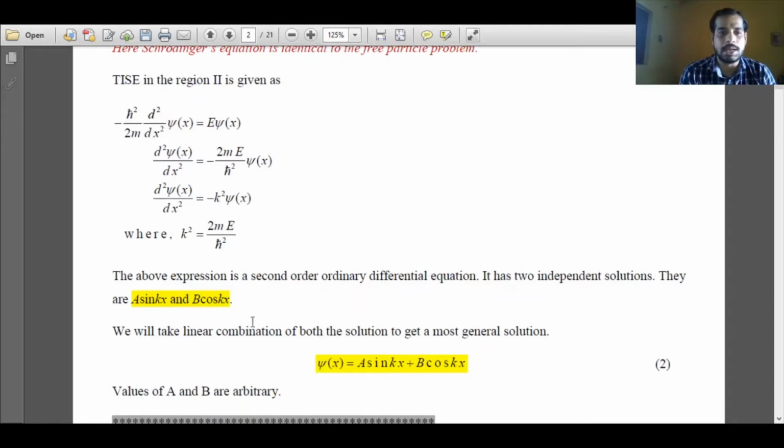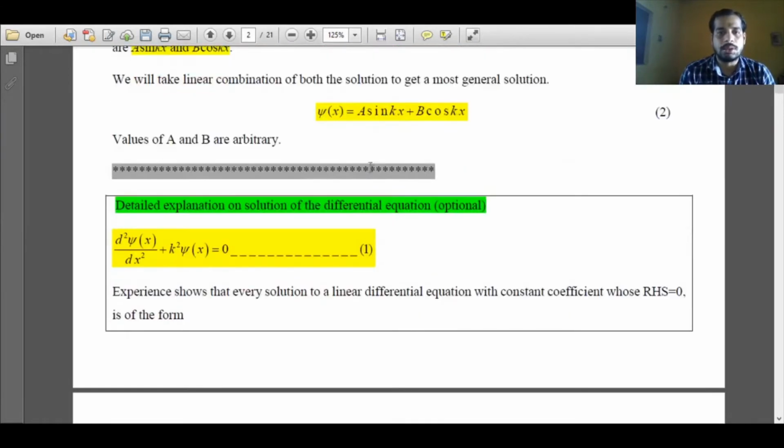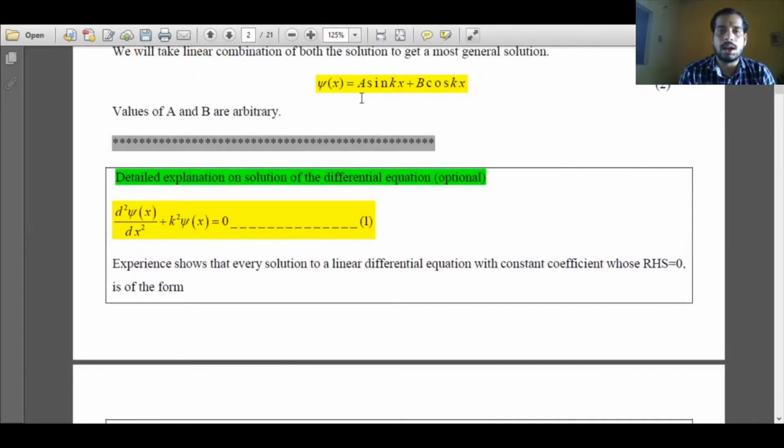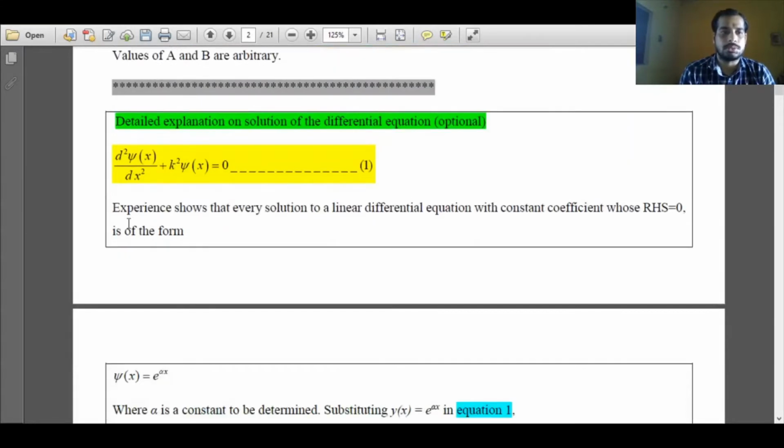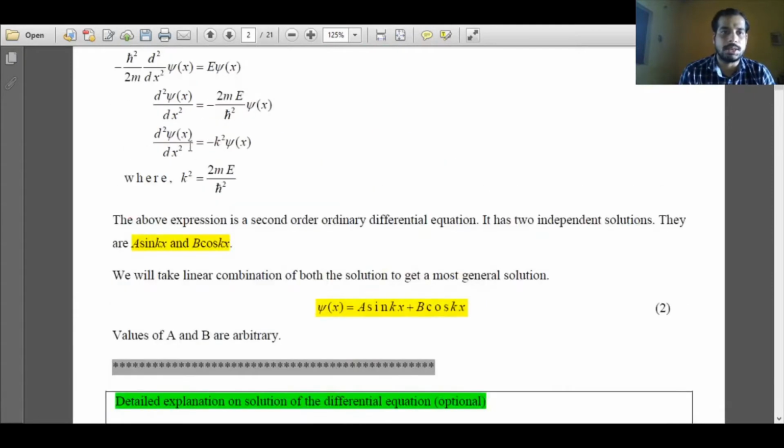Now right away I have assumed that the solutions are a sin kx and b cos kx, and I have taken a linear combination to get the most general solution for the particle in region 2, or the solution of the time independent Schrodinger wave equation for the particle in region 2. Now I'll quickly go through the detailed solution, and the detailed solution is optional in nature. Still, we will quickly go through the detailed solution of this second order differential equation.